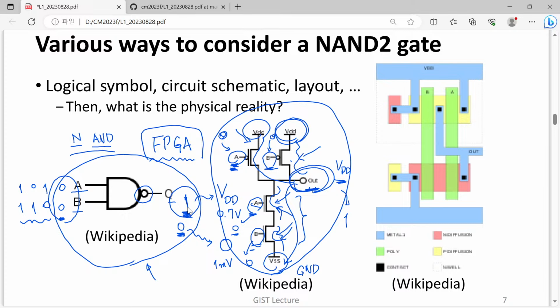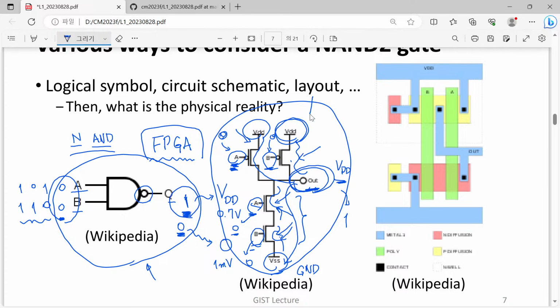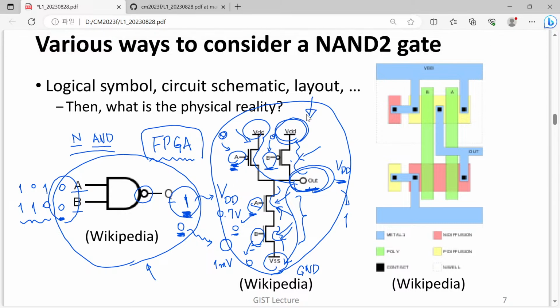So I think that most of you can easily understand this kind of thing. And let's go to the rightmost one. The rightmost one also shows another representation for the two input NAND gate. This is called a layout, and this layout is typically adopted by circuit designers. So although we can understand its operational principle using this kind of circuit schematic, if we really wanted to design and fabricate this kind of thing, really into the silicon, then we need a further step.